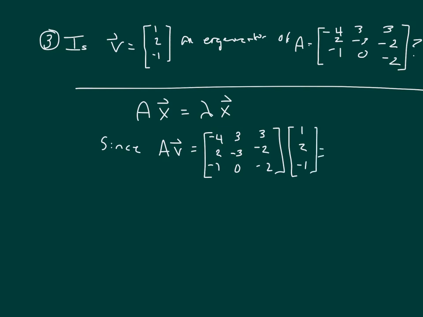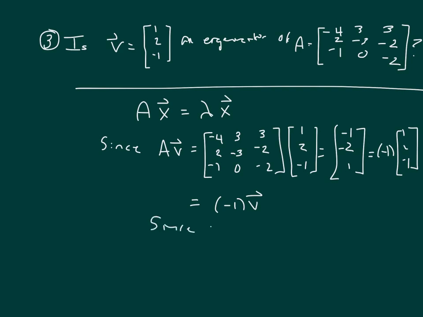If we do that multiplication, we get negative 1 for the first entry, then negative 2 and positive 1. And that's equal to negative 1 times our V. And according to that definition, since V is non-zero, V is an eigenvector, and we would say with associated eigenvalue negative 1.